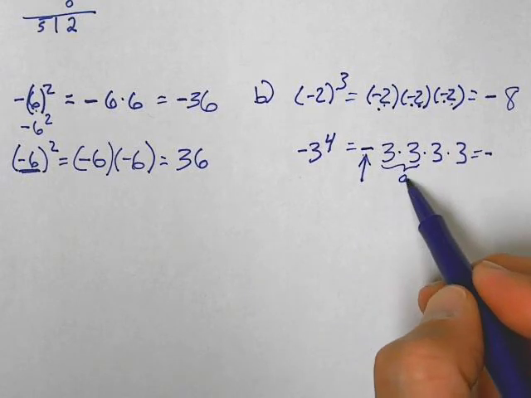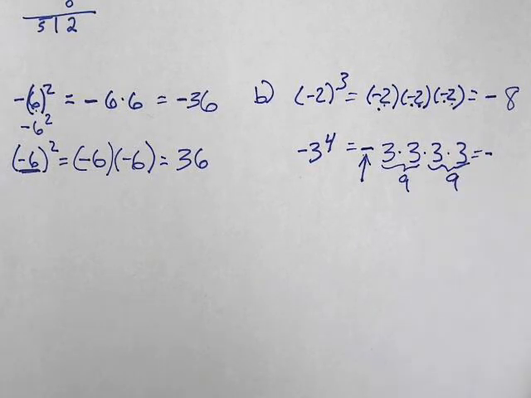3 times 3 is 9. These 3's would multiply to make 9. 9 times 9 is 81. So it's negative 81.